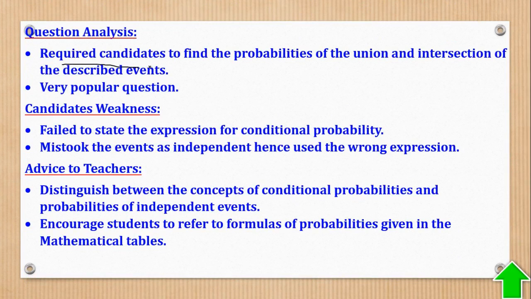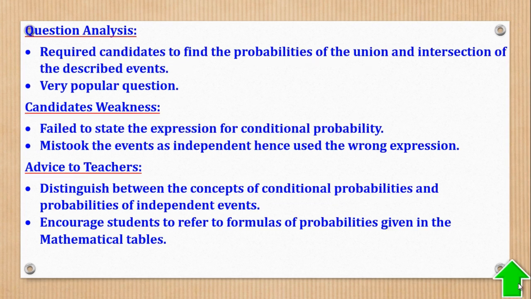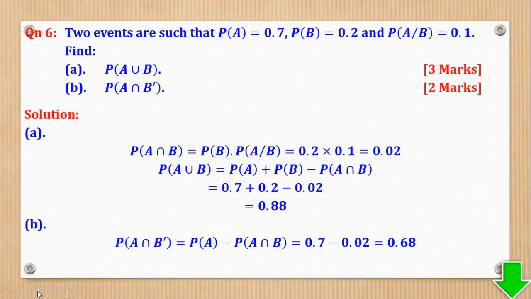So the question required candidates to find probabilities of union and intersection of described events. The weakness is that candidates failed to state the expression for conditional probability. So with this conditional probability, what you should know is that what is after the slash is what should appear here. So candidates failed to write that. They wrote probability of A times this conditional probability, which is not okay.